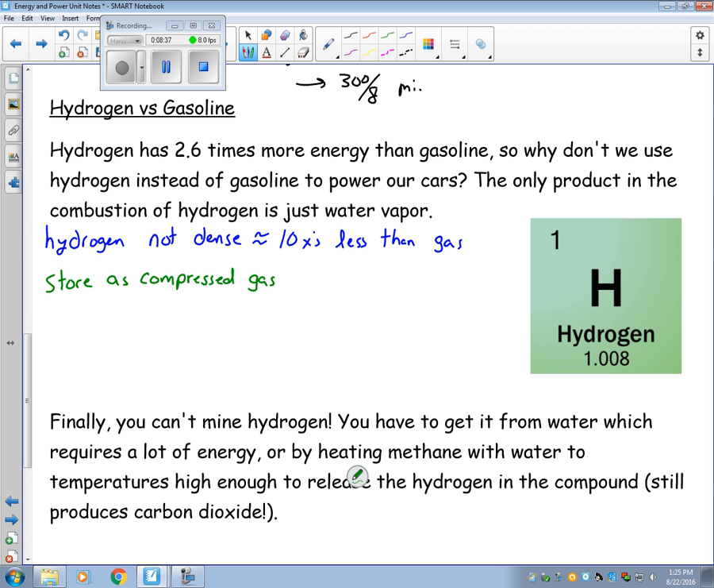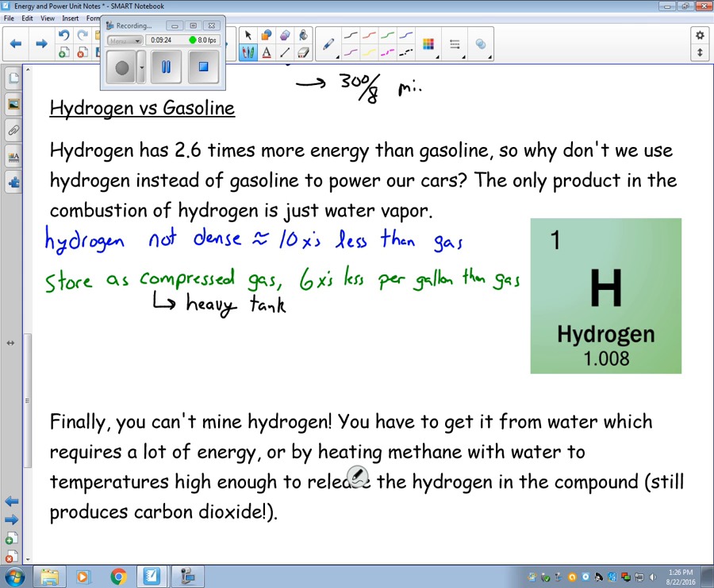So if we compress this gas, if we take it and put it into a tank and keep shoving more and more hydrogen in it, we get a compressed gas. And that makes it 6 times less energy per gallon than gasoline. That's a real problem. Now it's not even worth it. Furthermore, when you have a compressed gas, you need to store it in a tank with very thick walls. So once again, we're running into a weight issue.